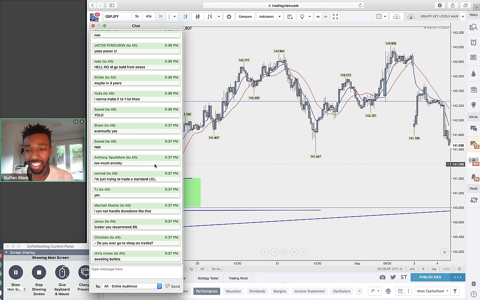How do massive trades affect the market? Just volume moving. Massive trades are literally just volume moving. That's about it. Volume affects the market. If everybody's buying, then obviously that's going to move the market higher. So think about it that way.